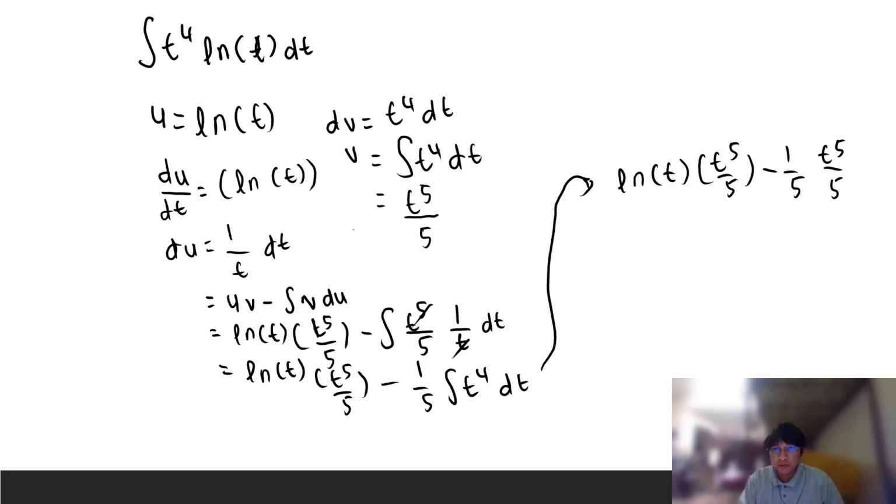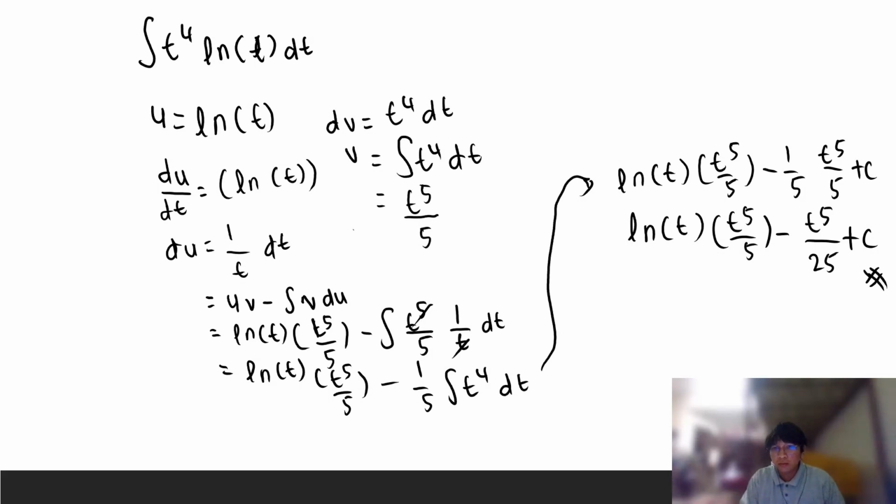We multiply the 5 and 5, it will become 25. So the answer will be ln t to the power of 5 over 5 minus, multiply t5 and 1, we got t power of 5 over 5 multiply 5, it become 25. We should put the plus c over here to show that it was after integration. So this is the final answer of question 1a.